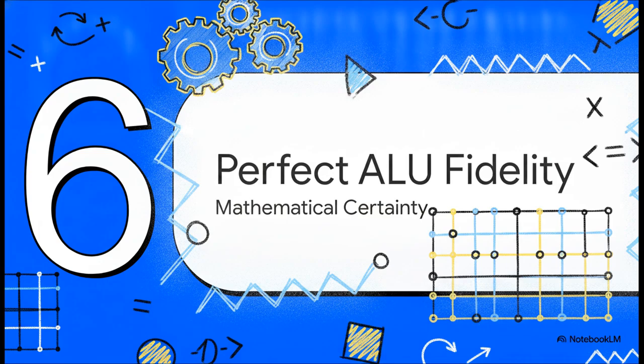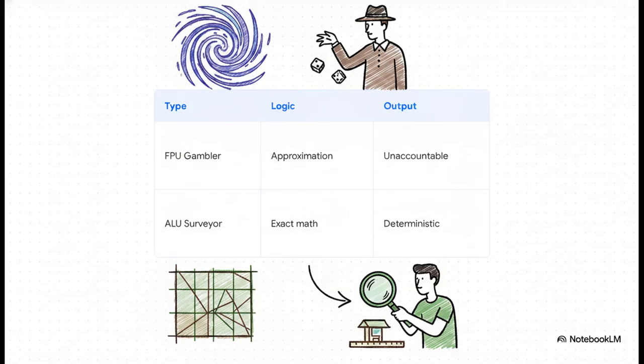Which brings us to the most critical layer of all, Section 6, perfect ALU fidelity. At this level, we absolutely have to differentiate between two very different types of machine logic. First, you have the floating point unit, or what we can call the FPU gambler. It's incredibly fast, sure, but it's lossy. It uses approximations, rounding off decimals to run continuous vector spaces for things like large language models. And frankly, it's completely unaccountable.